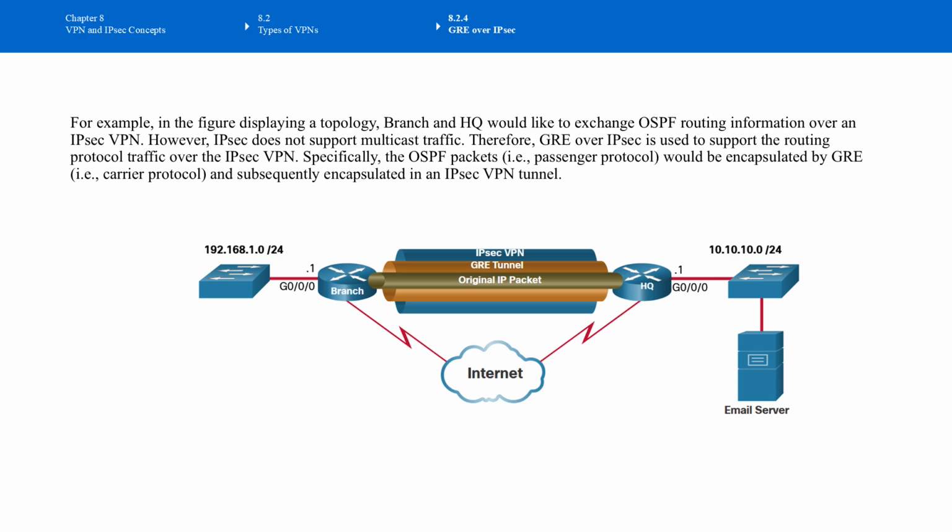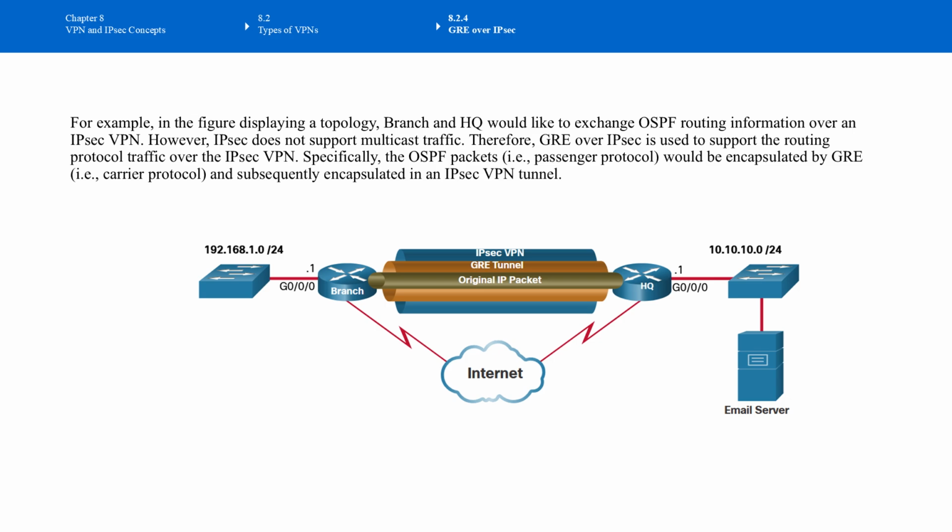It can carry traffic that basic IPsec alone may not handle as flexibly, including multicast and routing protocol traffic, and does not provide encryption by itself. And the IPsec VPN that protects the GRE tunnel as it crosses the internet provides encryption, authentication, and data integrity.